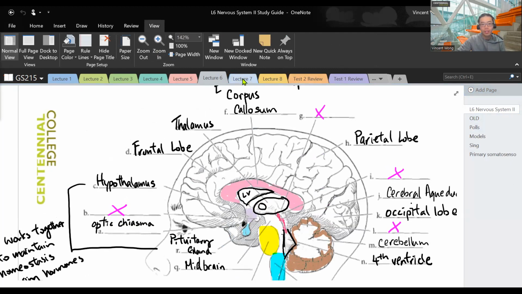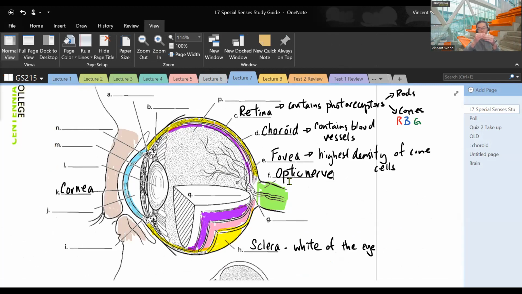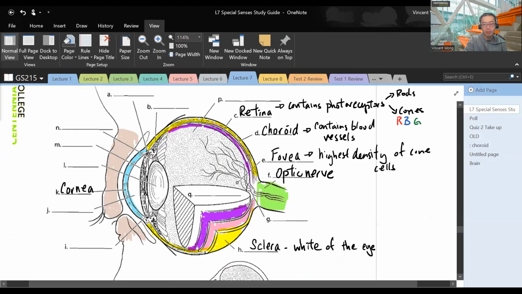So the optic nerve from the right eye and the optic nerve from the left eye will come together at the middle where they will cross each other. That is the optic chiasma. Don't worry if you don't fully understand what I'm talking about. I will explain further later on. So this goes to the optic chiasma.